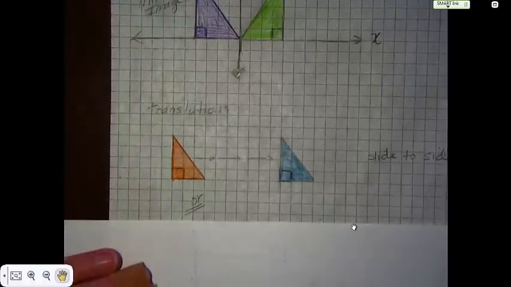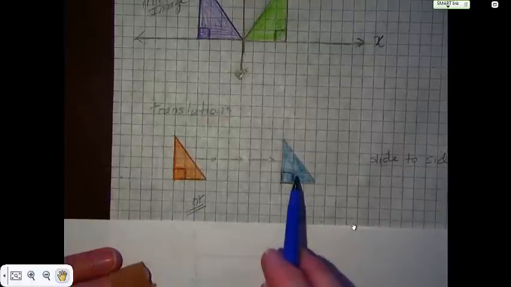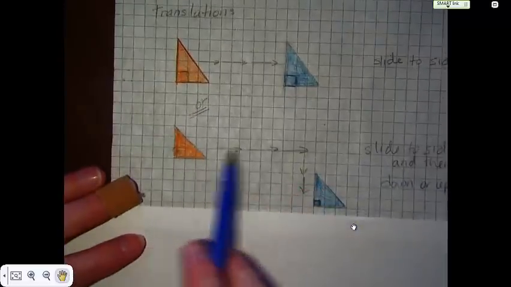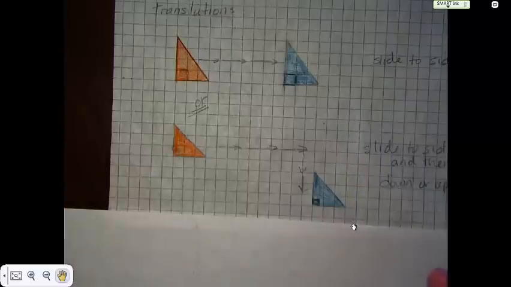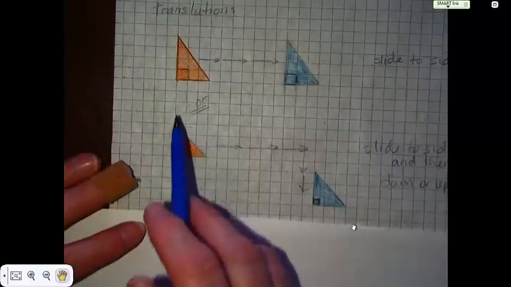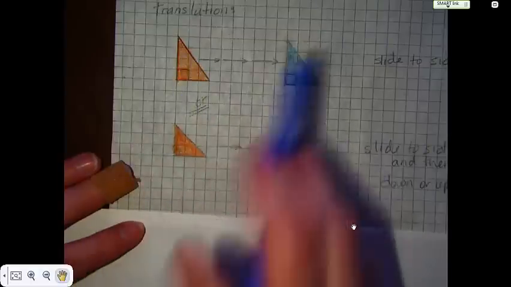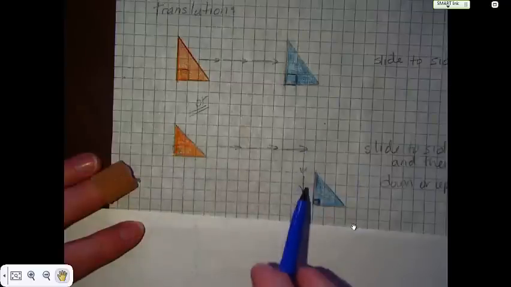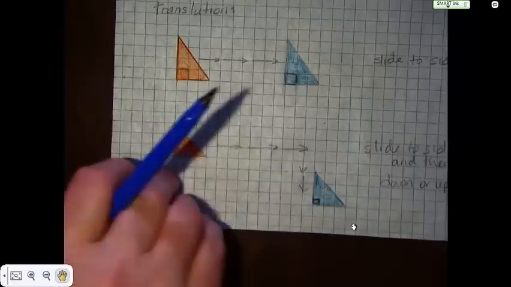Translations slide. So the orange is how it starts, the blue is how it finishes, side to side, or you can start here, slide over, and slide down, and you can slide up. Actually, with translations, you can come down first and then over, or you can go up first and then over. Most times you're going to see it go right and then up or down, or go left and then up or down. And that is translations.